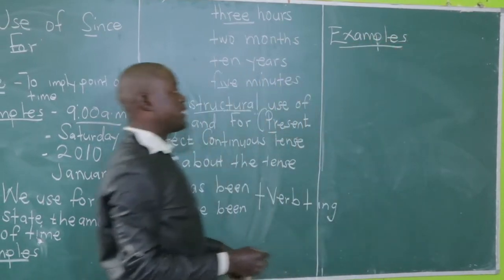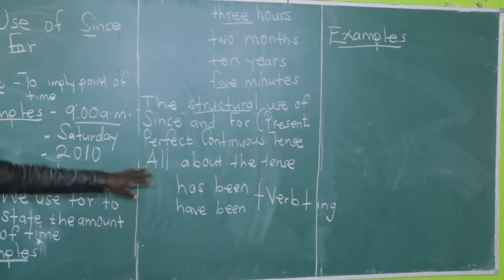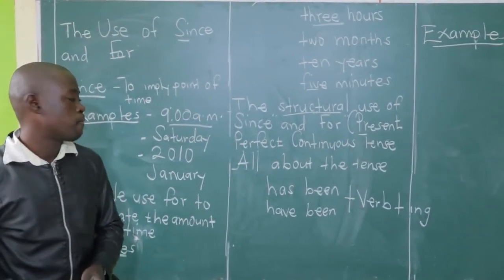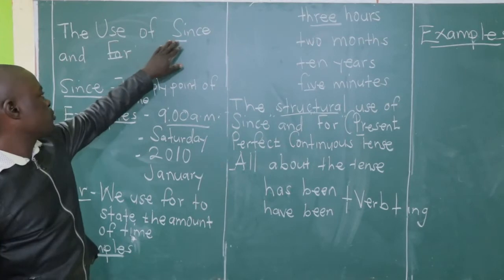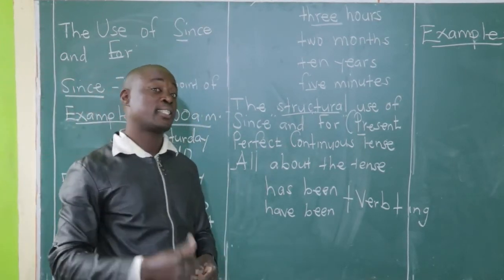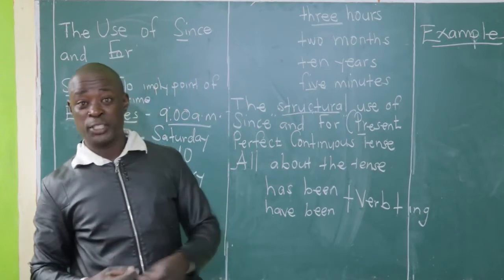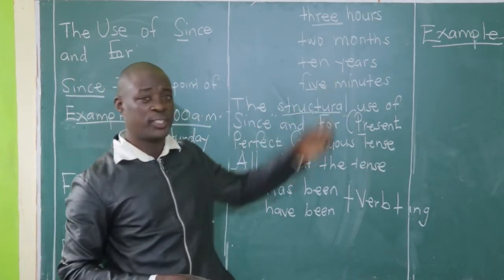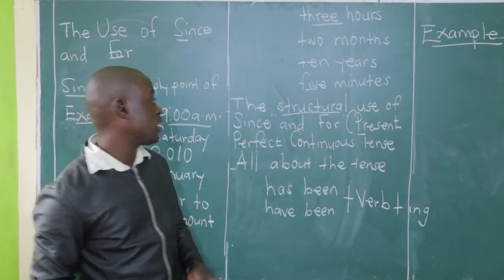What I forgot to tell you about, that when we're using the present perfect continuous tense, with the use of since and for, we intend to talk about actions that started some time back. And again, those actions are still taking place, just as we're going to see in our examples. Let's have those examples here.